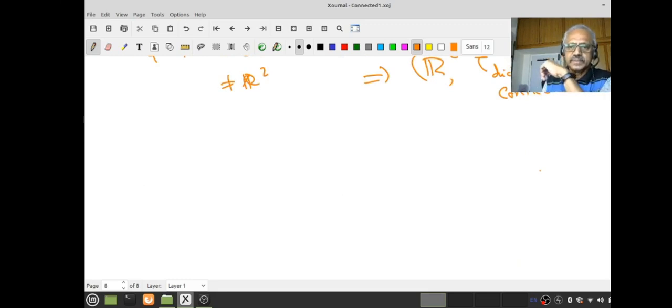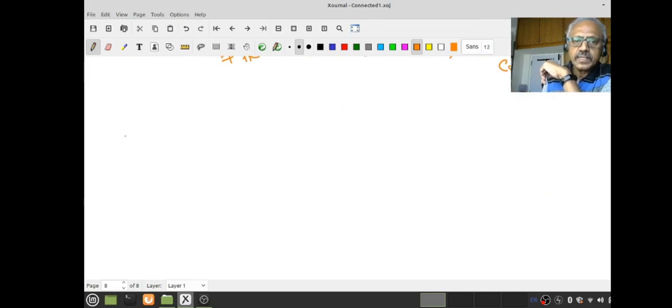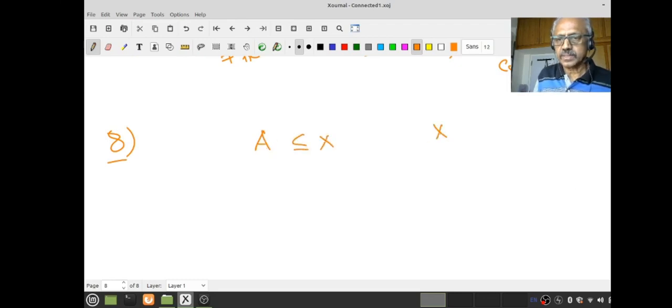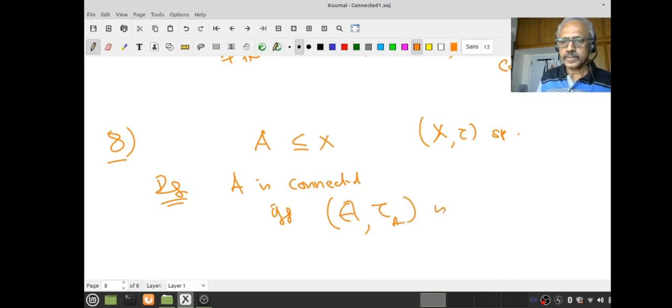Very good. Now let's look at one more example in R. See, I defined only connectedness of a space, right? Suppose A is a subset of X, where (X, tau) is a topological space. When do I say A is connected? That is if and only if (A, tau_A) is connected, where tau_A is the subspace topology.